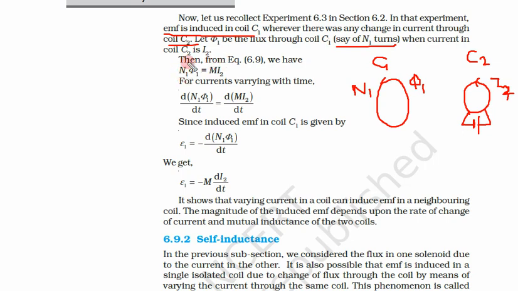Now let us see, N1 into phi 1 is equal to M I2, because till now we have learned that the mutual induction coefficient will remain the same, whether this is M21 or M12. So N1 phi 1 is equal to M into I2, because what we have learned? We have learned phi is proportional to I. If there are N turns, N phi is proportional to I, and what is the constant of proportionality? M.